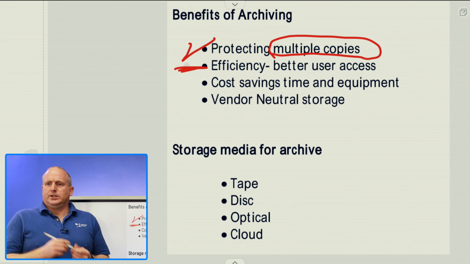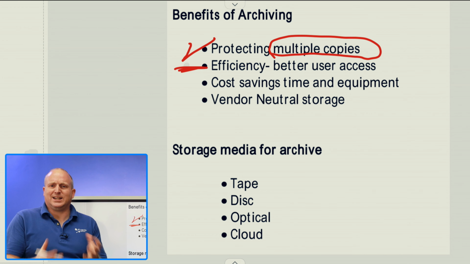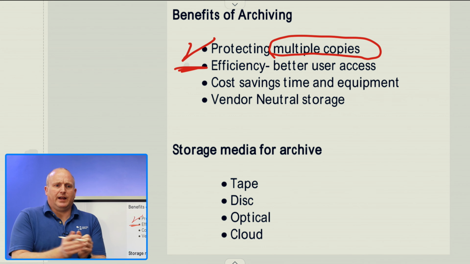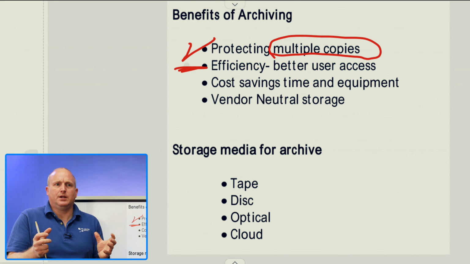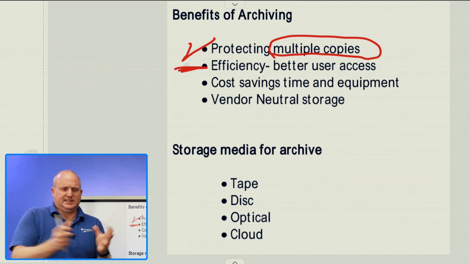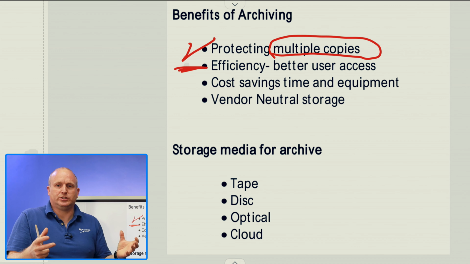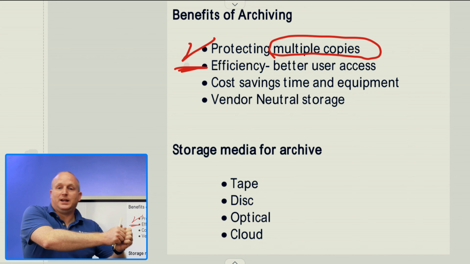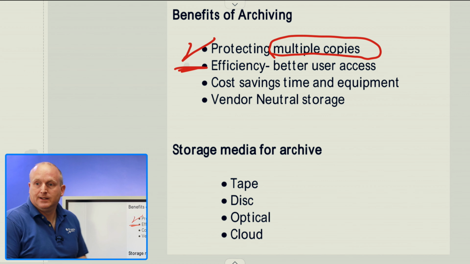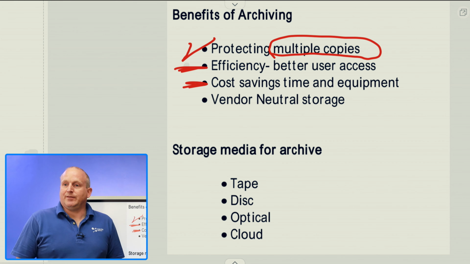Efficiency, better user access. So again, what we're aiming to do with the archive software is actually manage the storage system so that 90–95% of all of the requests are served from the high-speed storage system. That way, rather than having a storage system where only 30% of the data is being used and 70% sat idle, we're using nearly 100% of the effectiveness of that storage system because we're actually managing the data and archiving it. And by doing this, we get a cost saving in both time and equipment.